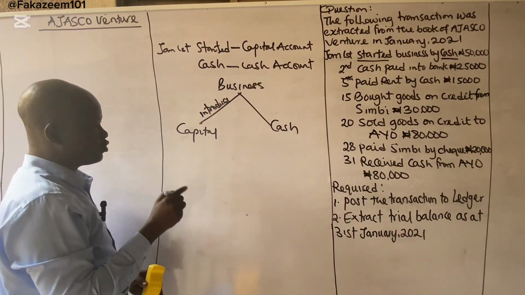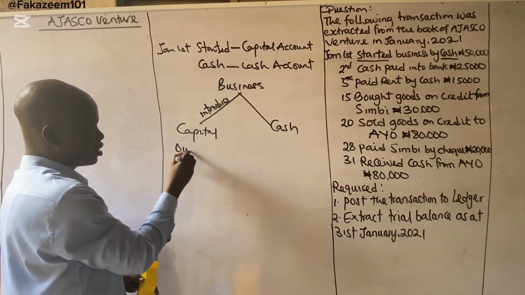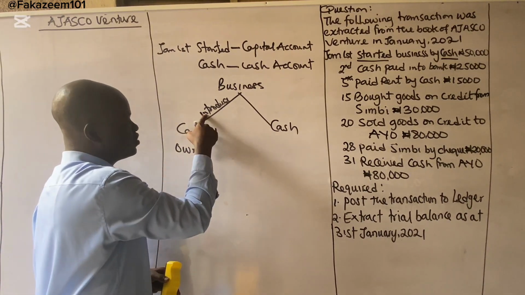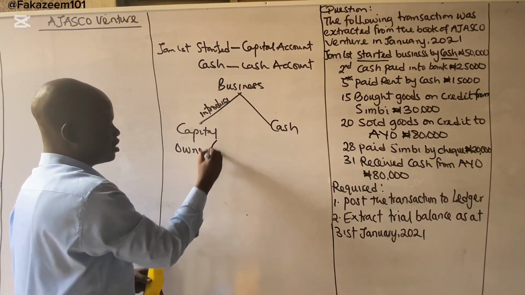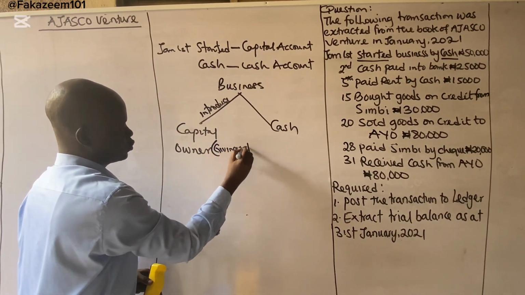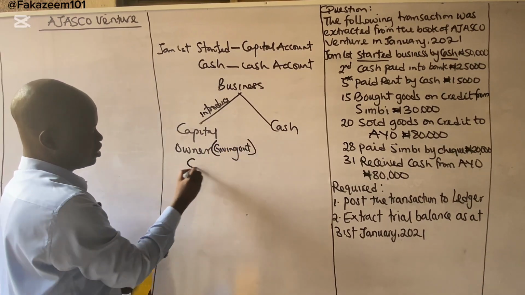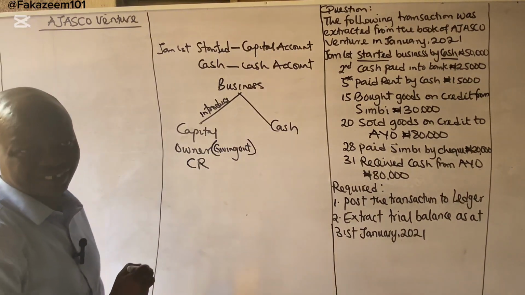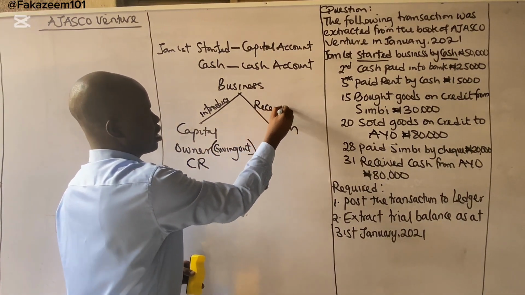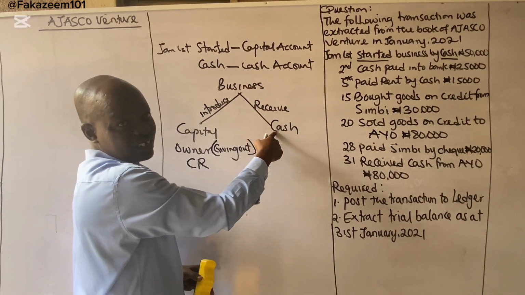Capital is introduced. Who introduced the capital? That's the owner. If the owner is introducing capital into the business, we'll say the owner is giving out. In that case, the owner will be credited. What does the business receive from the owner? The business receives cash.